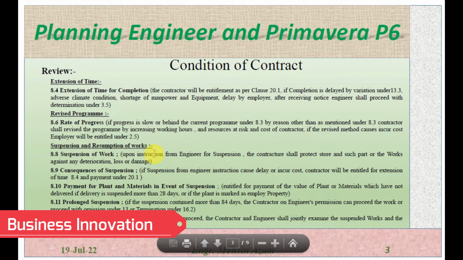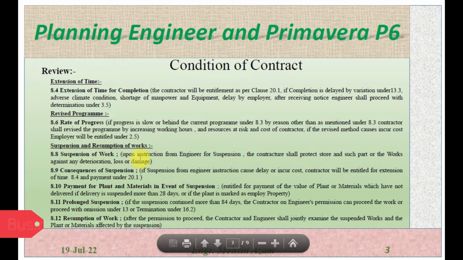Suspension and resumption of work. 8.8 is suspension of work. Upon instruction from the engineer for suspension, the contractor shall protect the store and such part of the work against any deterioration or loss. So once the engineer instructs to suspend the work, the contractor has to protect the store against any damage. 8.9 is consequences of suspension.